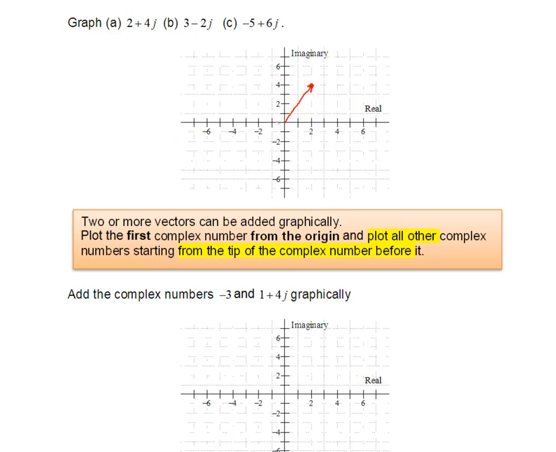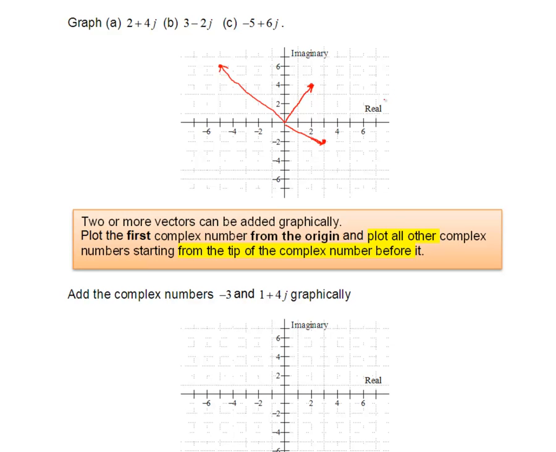So if we do 3 minus 2j, we do 3 to the right, minus 2 is down, so that's this. That's our ending point. It means the vector going to this point. And that wasn't the straightest line. The vector going to that point. -5, well, that's -5 to the left in the real number line. 6 up in the imaginary means this here. And again, we draw the vector connecting those. And that is the vector -5 plus 6j, or the representation of that complex number in the complex plane.